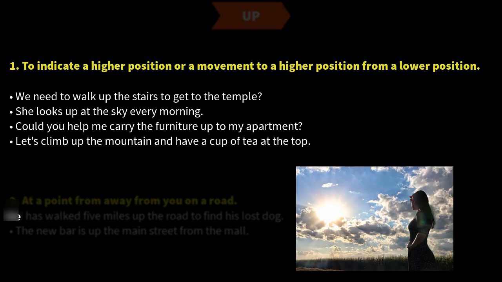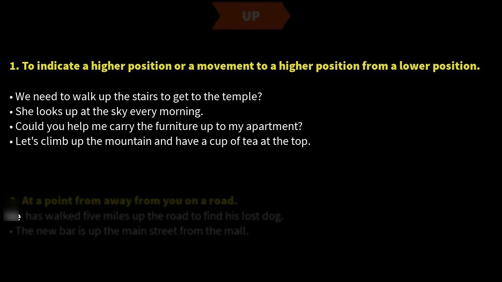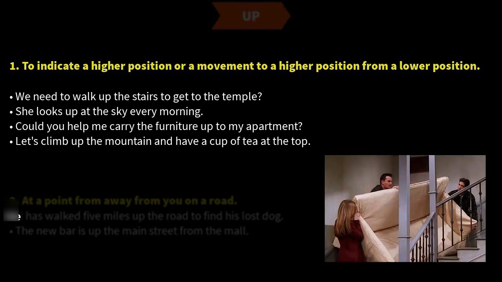She looks up at the sky every morning. Talking about a movement from down to up. Could you help me carry the furniture up to my apartment? A movement from a lower to a higher place.